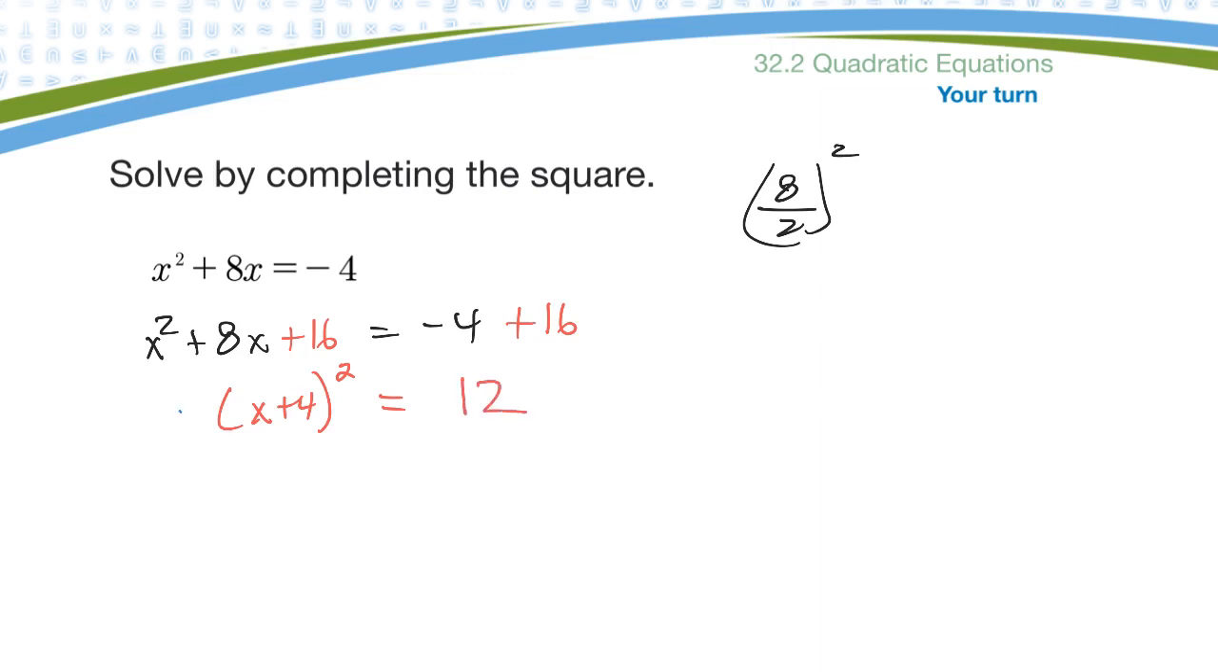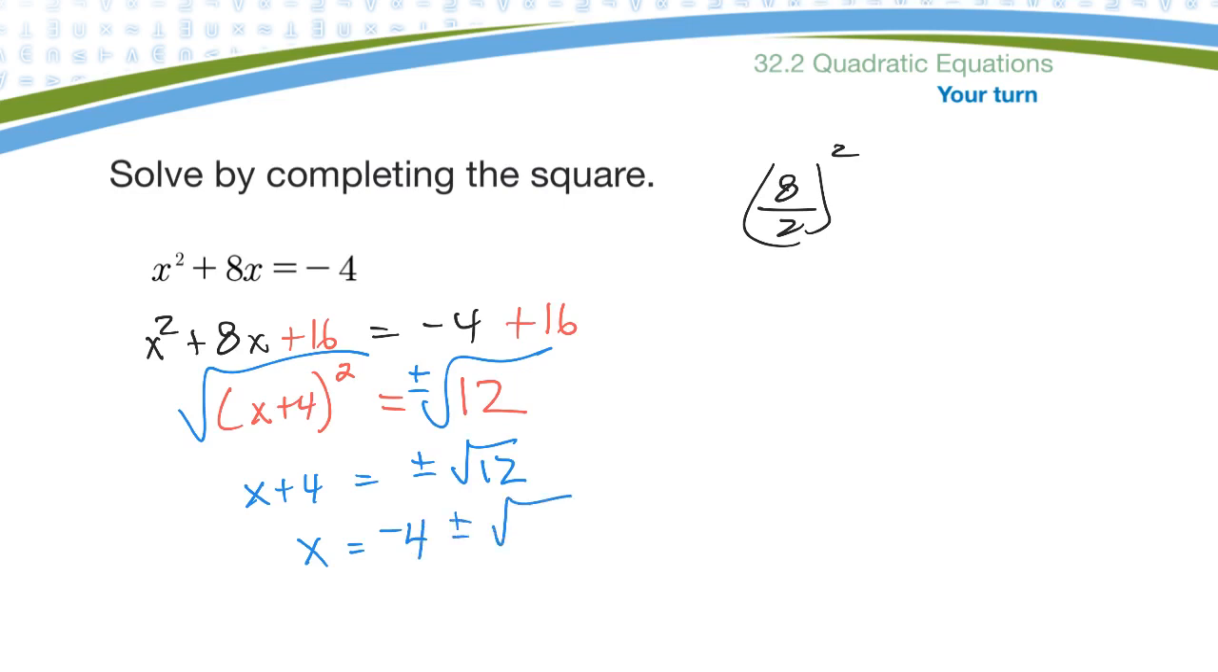Then I'll use the square root principle, making sure I remember my plus or minus there. So I have x plus 4 is equal to plus or minus the square root of 12. And now I'll subtract 4 from both sides, and I'll put the negative 4 up front here. At that point, I'm feeling awfully good. Again, you could graph that. This one is not complex, so it'll cross the x-axis.